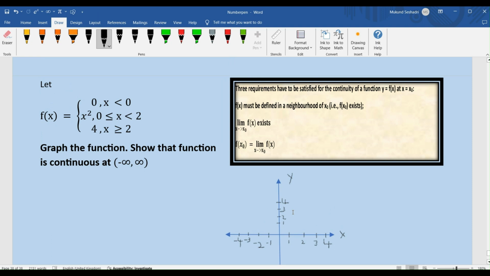So we have the problem on our screen. Let f of x equal 0 for x less than 0, x square for 0 less than or equal to x less than 2, and for x greater than or equal to 2, we have 4, right? So we've been asked to graph the function and show that the function is continuous in the open interval minus infinity to plus infinity, right?